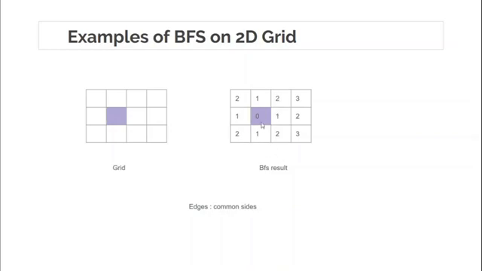These are at distance 2 because to reach from this cell to this, you can go either this way or this way. Similarly, these two are at distance 3 because you would go this way or this way or this way. Any way you take from here to here will take 3 steps minimum. That is why the distance of these cells from the source is 3.